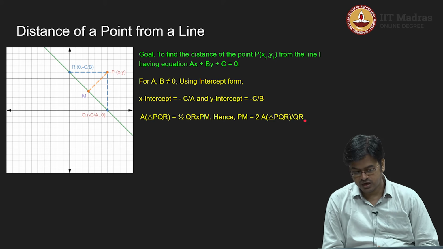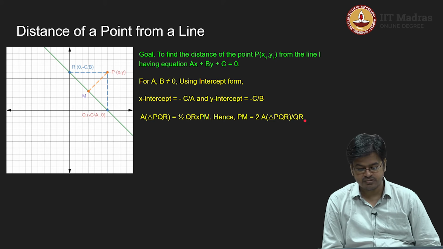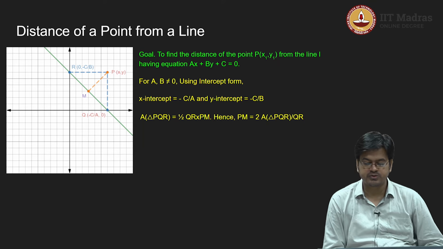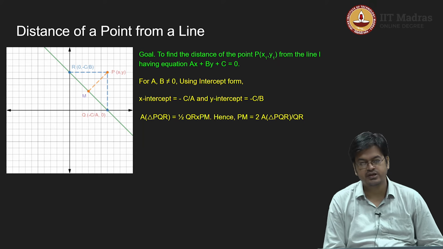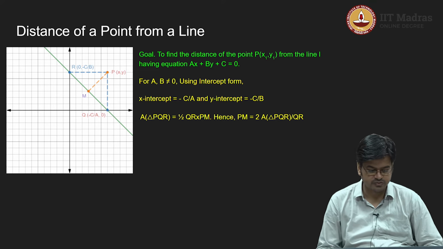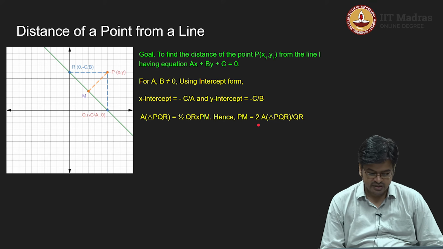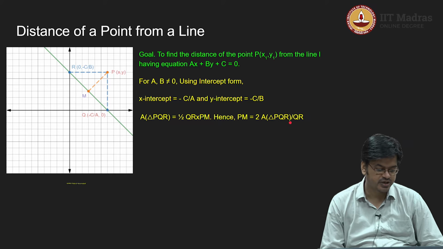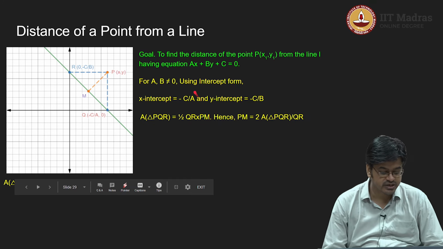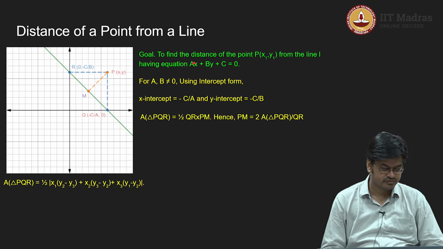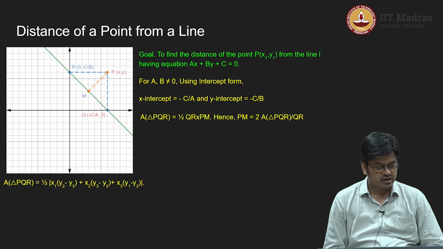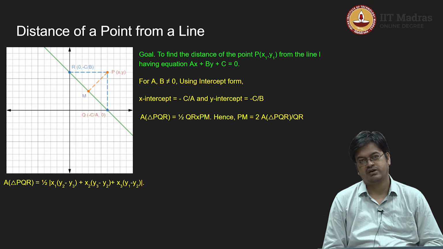So, now I know how to compute the length PM if I know how to compute area of triangle and how to compute the length of line segment QR, both of which I know, right. So, let us go ahead and try to compute area of triangle PQR. So, here is our formula for area of triangle PQR, which has coordinates x1 y1, x2 y2 and x3 y3.